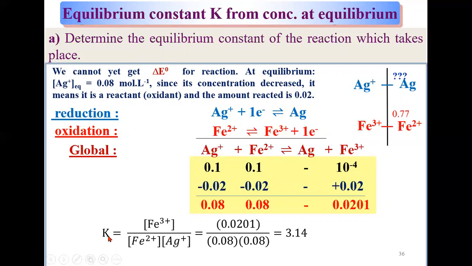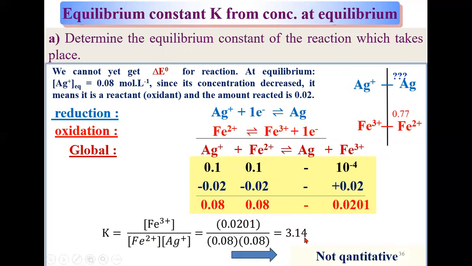And the biggest question is, why didn't I do that? Why didn't I get K initially? It's because I don't have the E naught for the Ag couple, and I still don't have it. So we get K, products divided by the reactants, to the stoichiometry, which is 1, 1, 1. Put in the numbers, number crunch it at equilibrium, and we get K is 3.14.